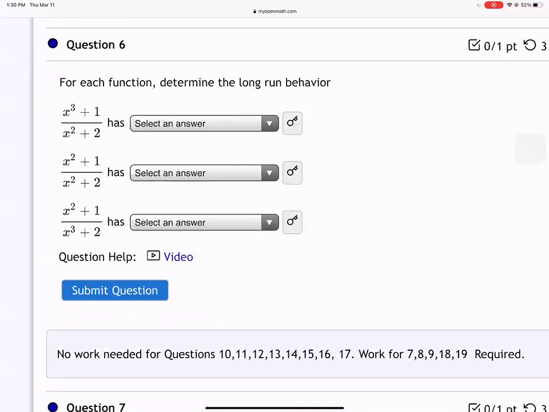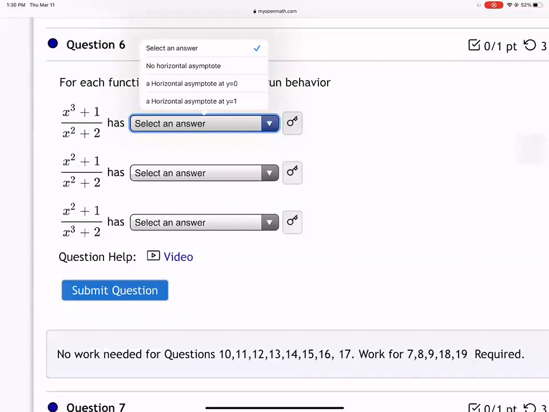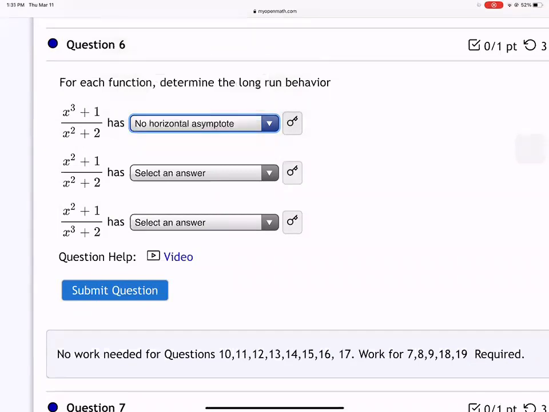Now we have 3 rules here, and all 3 rules are demonstrated. So let's take a look at my options. There is no horizontal asymptote, a horizontal asymptote at y equals 0, that means we went to 0, or the asymptote is going to be 1. So in this case, the top is bigger. When the top is bigger, we say there's no horizontal asymptote. When they're exactly the same, we copy the front. The front is 1, the 1 over 1, that's going to be 1.